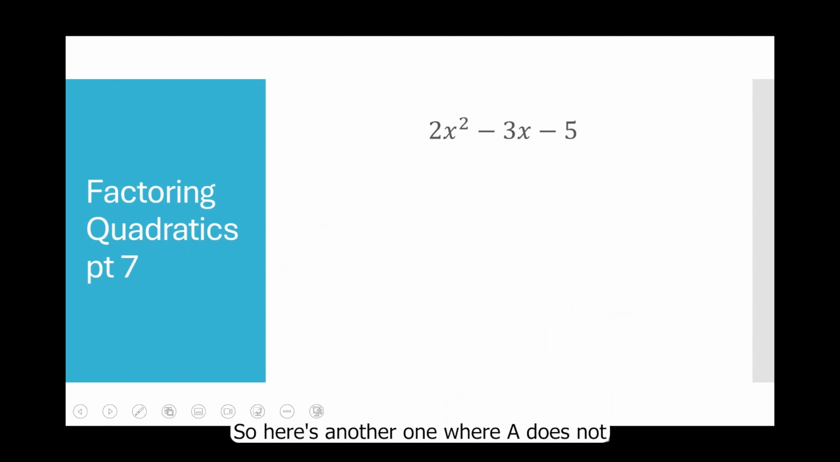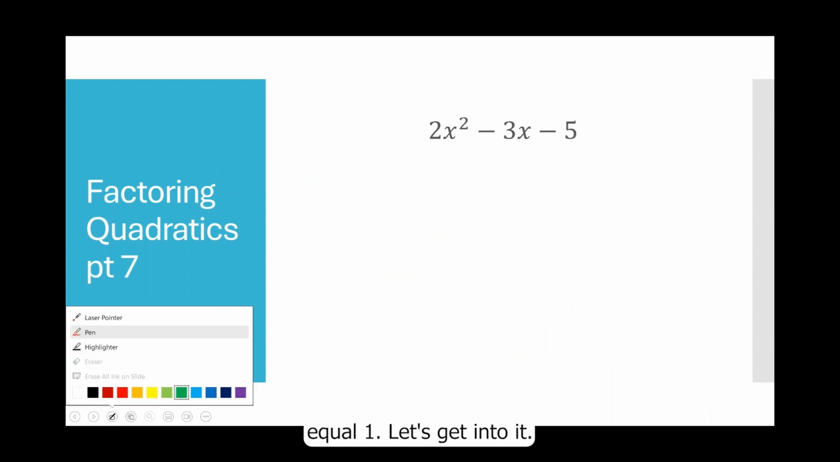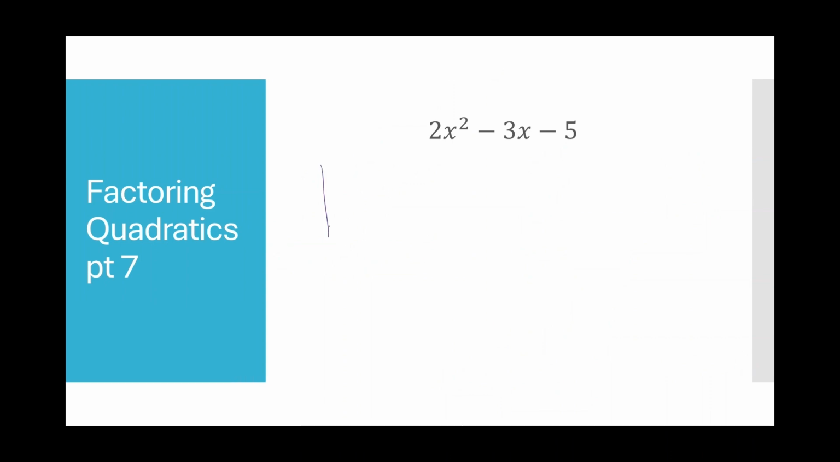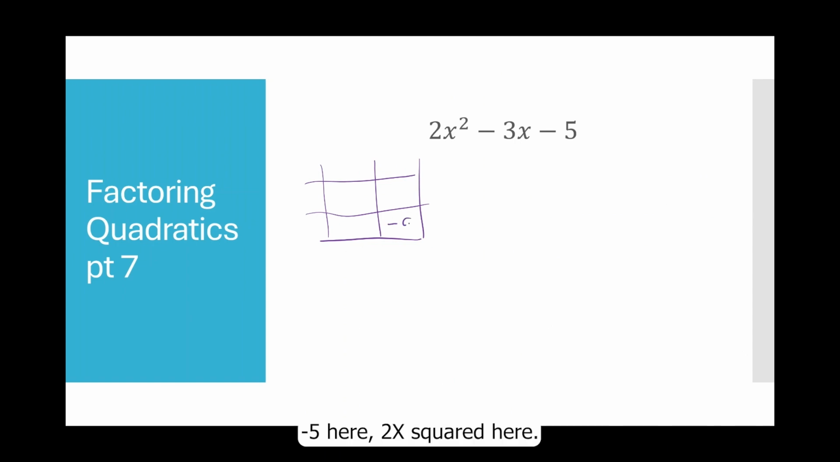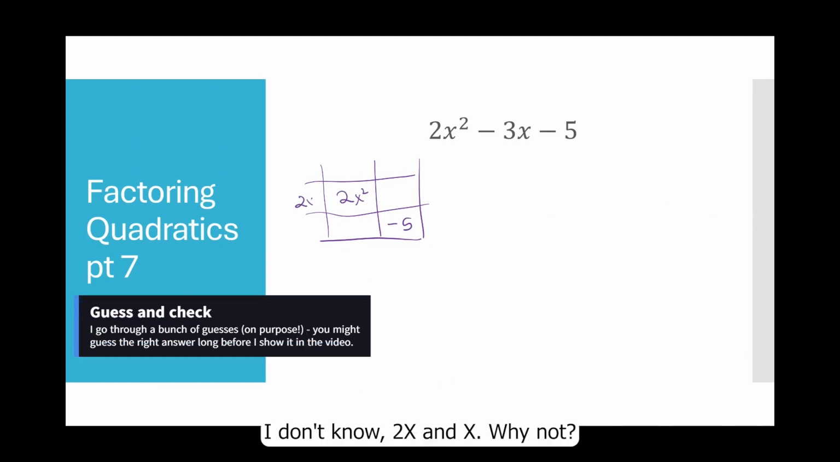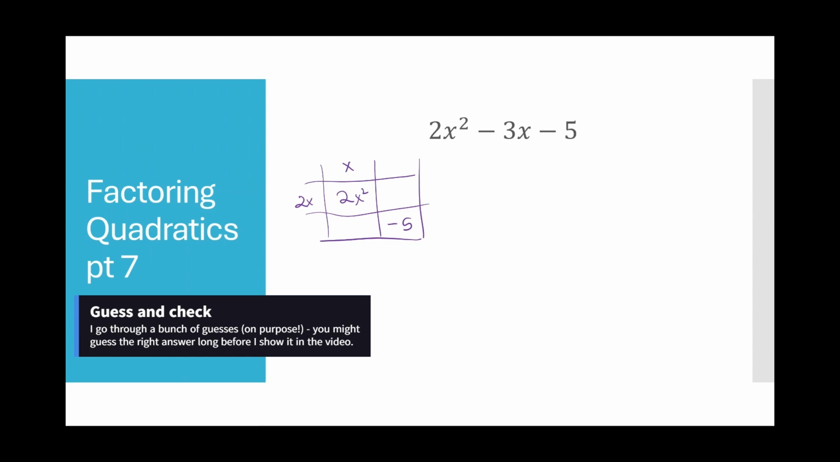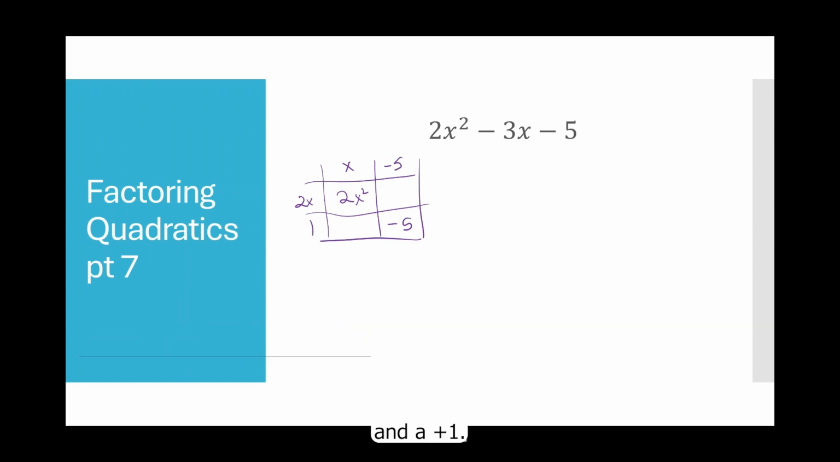So here's another one where a does not equal 1. Let's get into it. My box method. Negative 5 here, 2x squared here. I don't know, 2x and x, why not? Now negative 5, I don't know. Let's try a negative 5 and a positive 1. So I've got x and negative 10x.